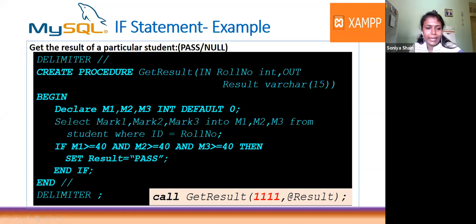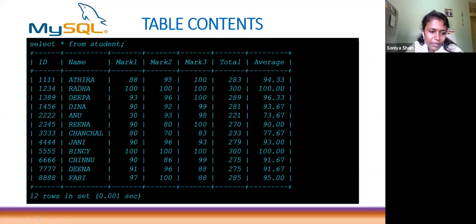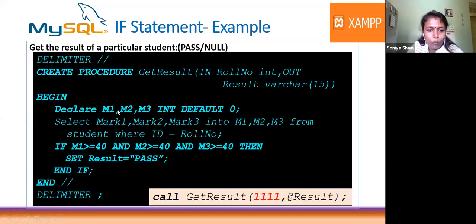Then I am going for the database. I am getting the values from the database according to the condition, the roll number. When you are calling the procedure, you will pass the roll number. So the roll number in our table, what is the field? It is ID. Remember the fields, then only you will understand: ID, name, mark 1, mark 2, mark 3, total, average. These are the field names. And here the variables are M1, M2, M3. SELECT mark 1, mark 2, mark 3, the three marks, from the table INTO the variables M1, M2, M3.